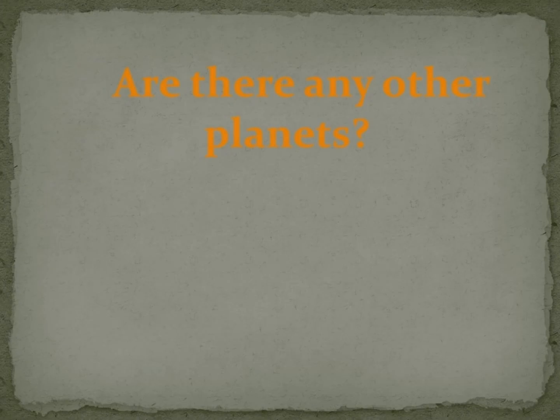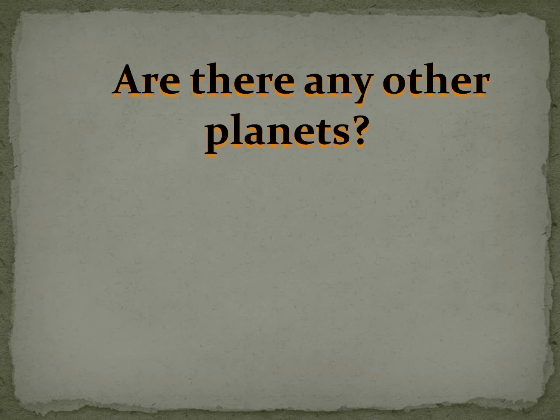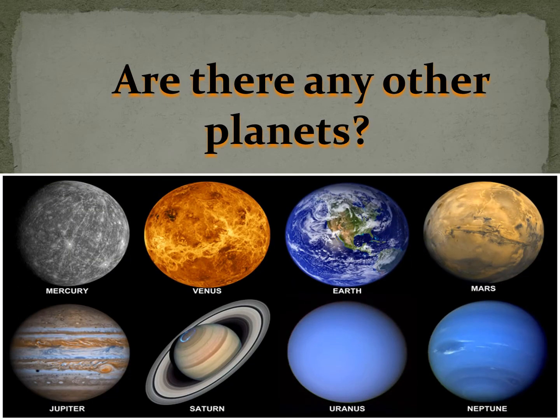Okay, are there any other planets other than planet Earth? Yes. Can you see these planets? They are in the solar system. We have Mercury, Venus, Earth, obviously, Mars, Jupiter, Saturn, Uranus, and Neptune.